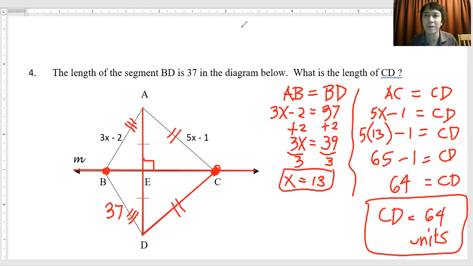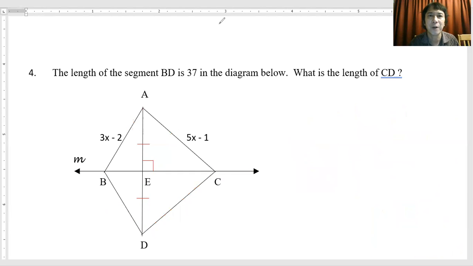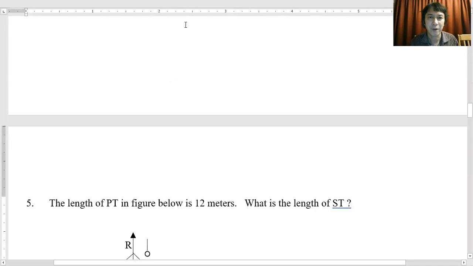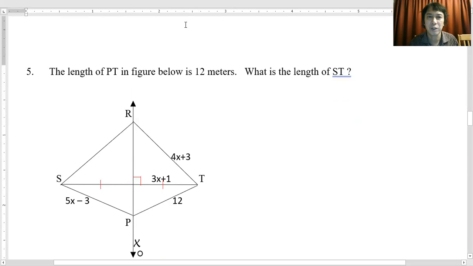So just remember the theorem. If a point lies on the perpendicular bisector of a segment, then that point is equidistant to the endpoints of the segment. So that would be for our number 4. We continue with the next. Let's have number 5. Let me just scroll it and see the next problem.